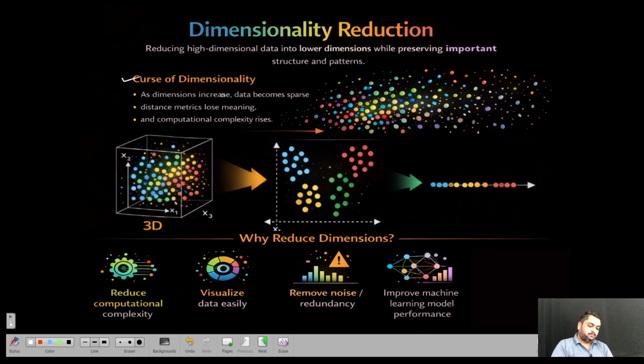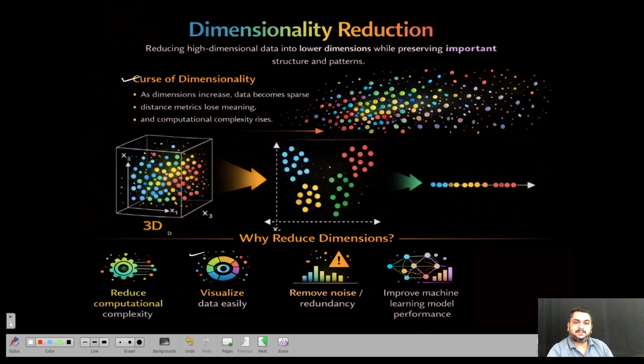If the data has too many dimensions, for example, if I give you one dimension data, you can just see it on a straight line. Two dimensional, in a plane. Three dimensional, you can see it as a cube, as given in the figure here. So if I give you 10 dimensional data, 20 dimensional data, it becomes difficult to visualize and find the patterns.